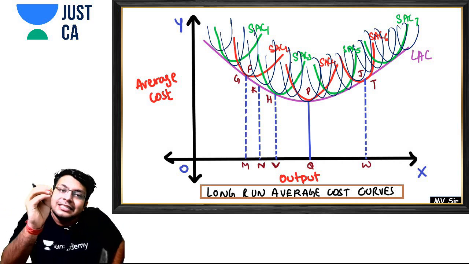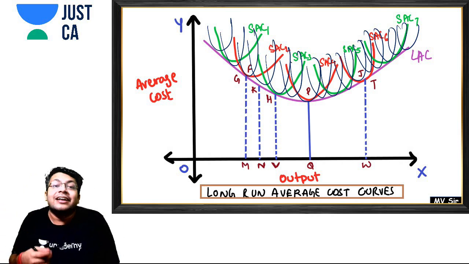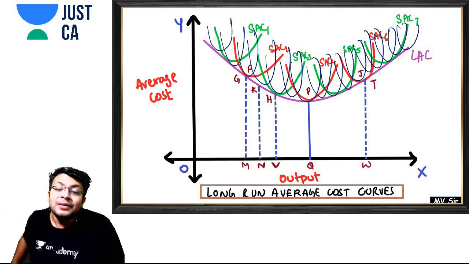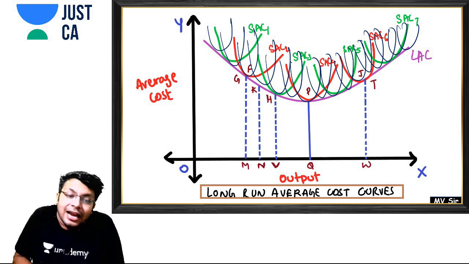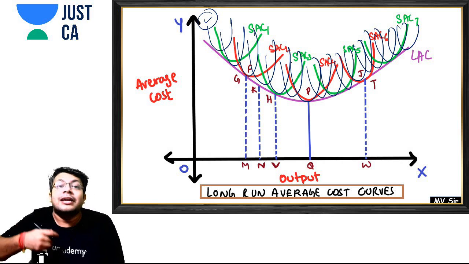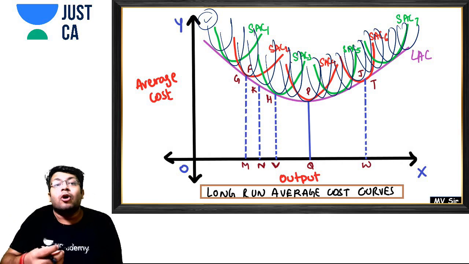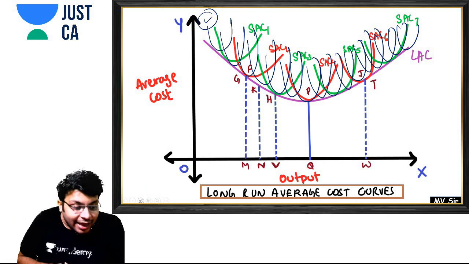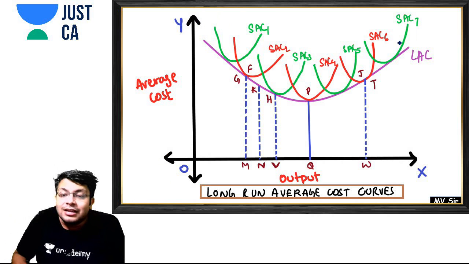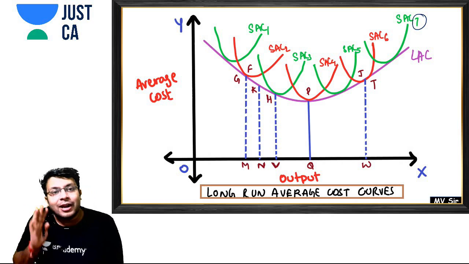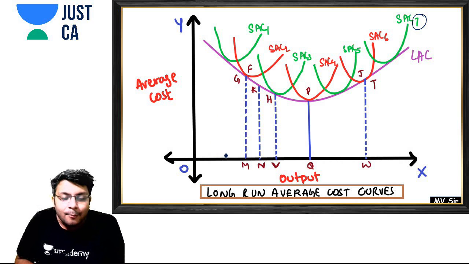They just drew 7 SAC curves. Why did they draw only 7 SACs? Because in reality there are infinite, but in order to explain more clearly, they have drawn only 7 over here. Are you getting my point? Yes. So now what happens?